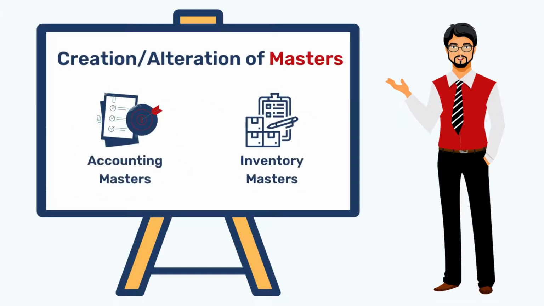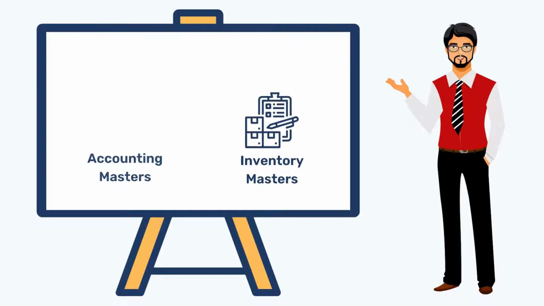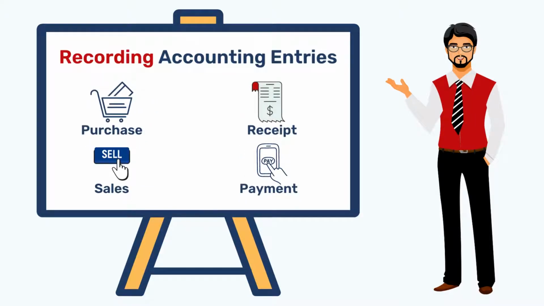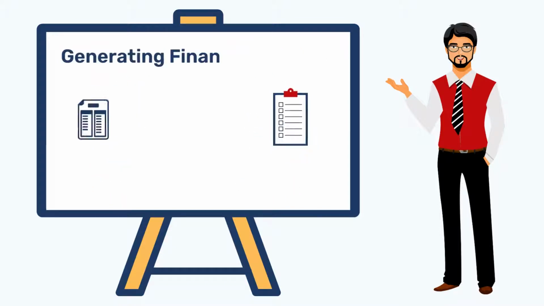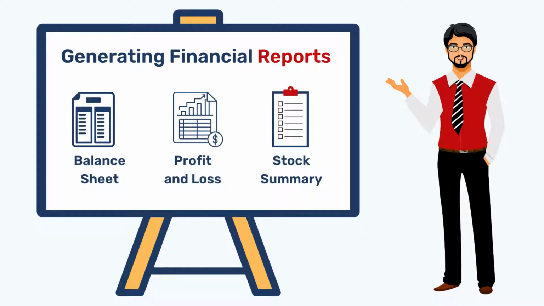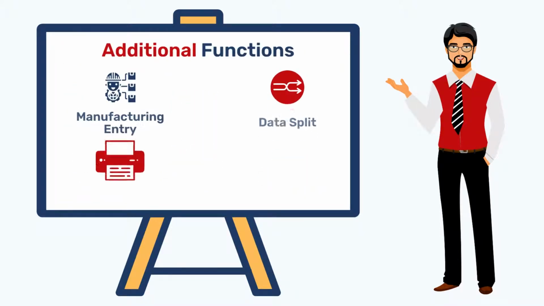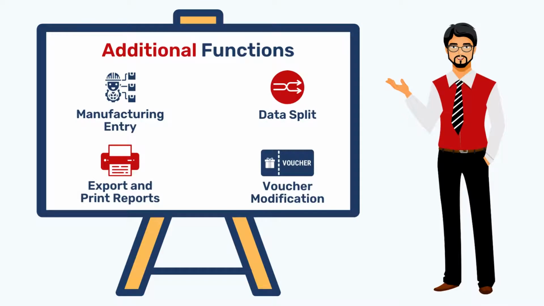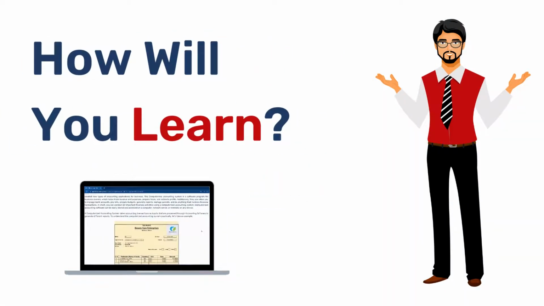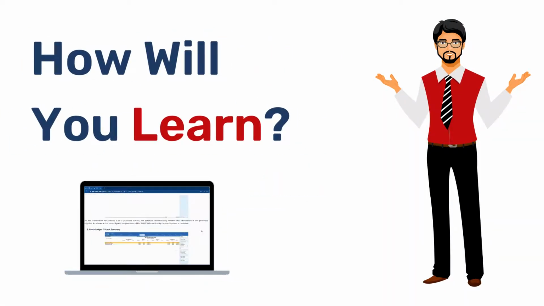Third, you start with creation and alteration of accounting as well as inventory masters. Fourth, you learn to record different financial transactions in Tally Prime like sales, purchases, receipts, etc. Fifth, you shall understand how reports like balance sheet and profit and loss are generated in Tally Prime. And finally, sixth, you will be able to learn additional functions in Tally like manufacturing entry, exporting reports, and so on. Next question. What are the methods that are being used in this course?